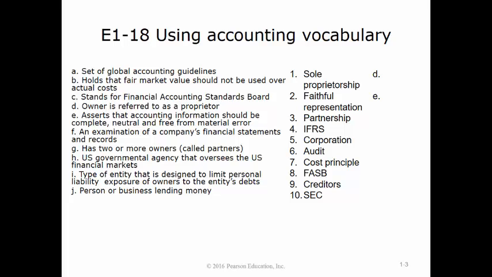A partnership has 2 or more owners called partners. IFRS is a set of global accounting guidelines. Corporation is a type of entity that is designed to limit personal liability exposure of owners to the entity's debt. Audit is an examination of a company's financial statements and records. Cost principle holds that fair market value should be used over actual cost.